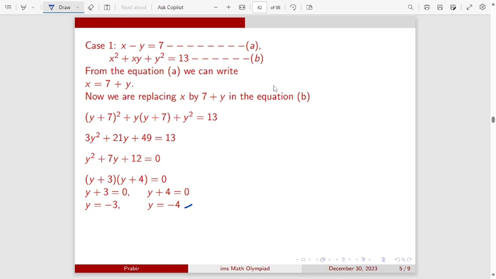Then we just need to find the value of x, and now we are going to use this equation, x equal to 7 plus y. So that means x equal to 7 plus y.